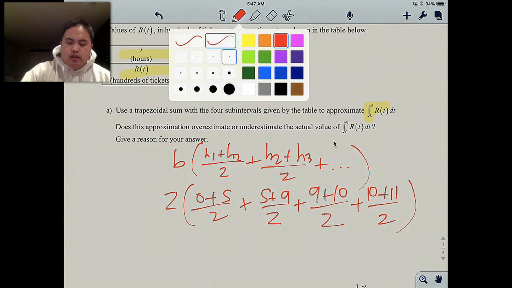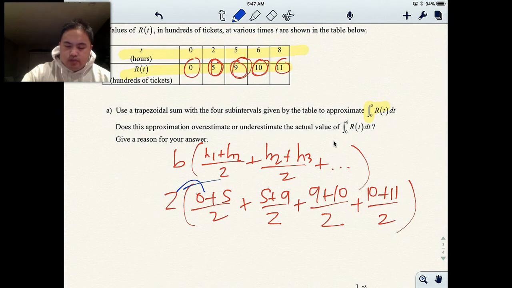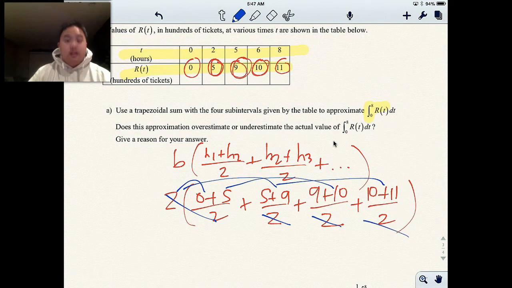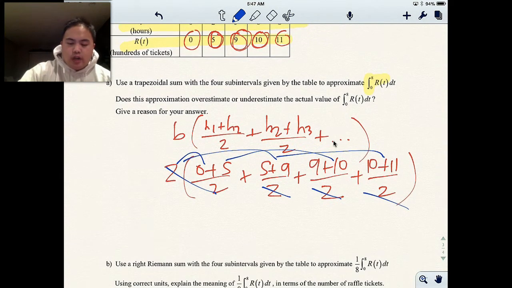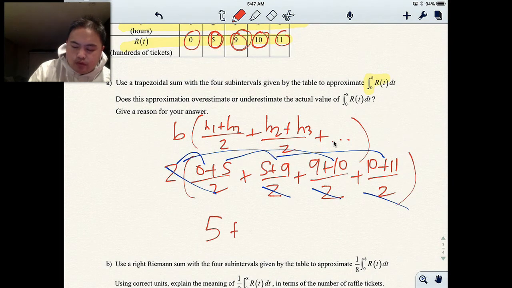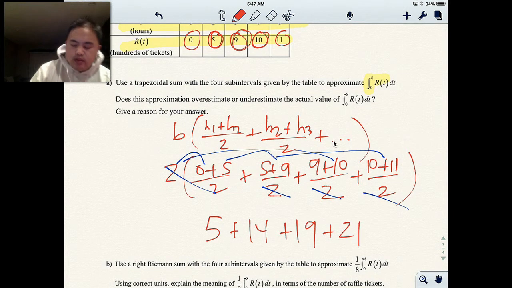So if I multiply this out, distribute this, distribute this, distribute this, distribute this, these cancel, these cancel, these cancel, these cancel. So after my trapezoid formula, the height is 5 plus 14 plus 19 plus 21. And I'm going to get 19 plus 19, which is 38, plus 21, which is 59.